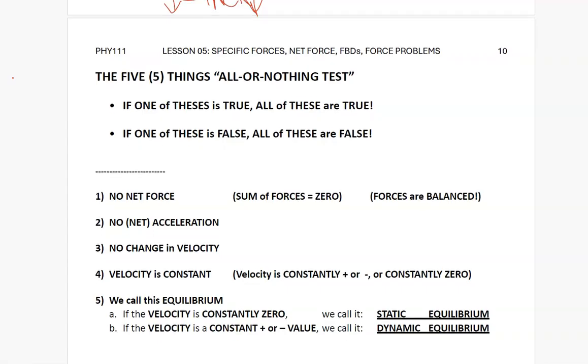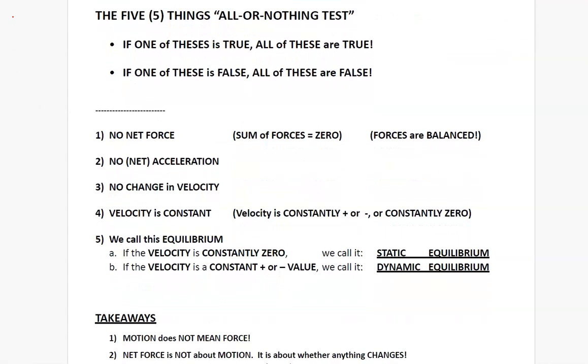Okay, looking at the next page. Now, this is something that I mentioned in lesson 4, but I didn't give it a title. The title I'm giving it is the 5 things all or nothing test. So this is a list of 5 properties or situations. If you notice that any one of these is true, I am telling you that all of them are true. And if you notice any one of them is not true, then none of them are true. So it's an all or nothing test.